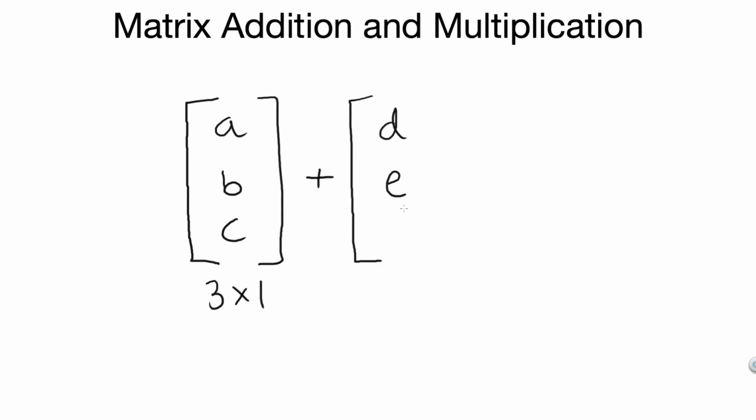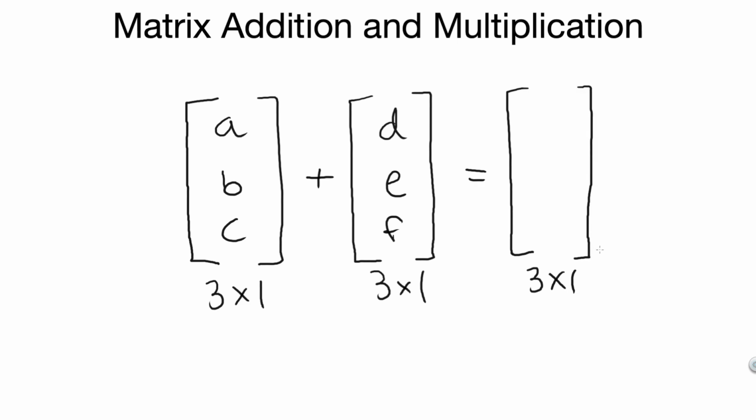Let's pick a different matrix shape this time. How about a 3 by 1? Each of the positions will be filled with a letter to represent an arbitrary number. Recall from last time that 3 by 1 matrices can only be added to other 3 by 1 matrices. The resulting matrix is also a 3 by 1. Just like last time, the addition adds each term to its respective counterpart. A is added to D, B is added to E, and C is added to F.